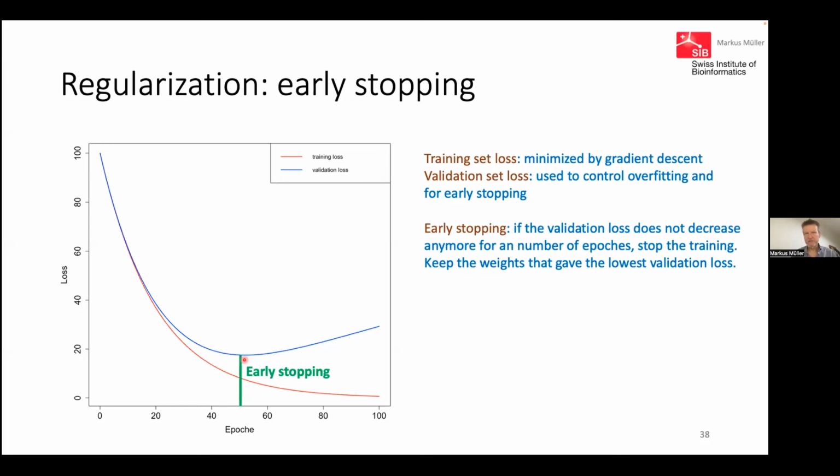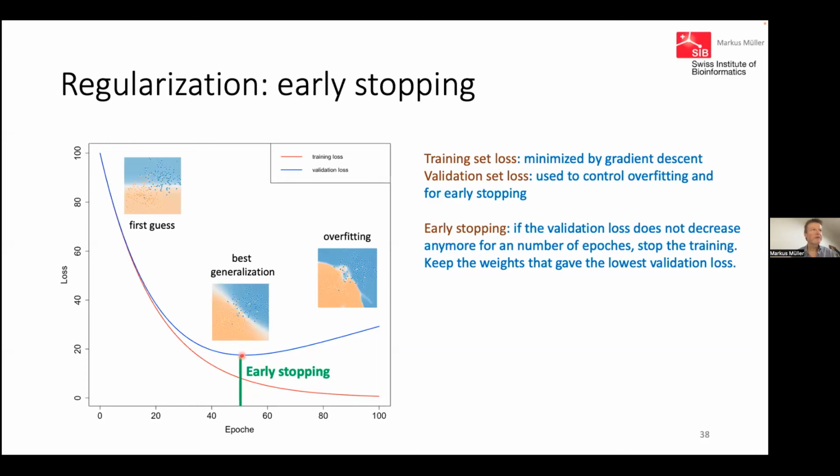And how do you know where this point is? This is the point where your validation loss starts increasing again, while the training loss is still going down. You can tell the network, okay, if the validation loss doesn't go down for so many steps, just take the best parameter settings before that stage. This is a very powerful technique that avoids overfitting and that gives you better generalization.